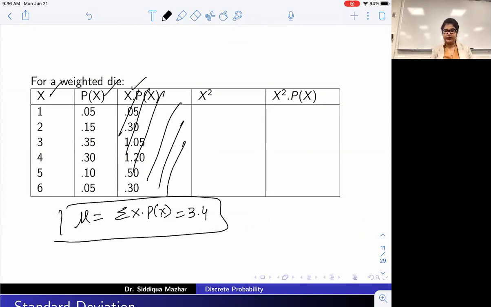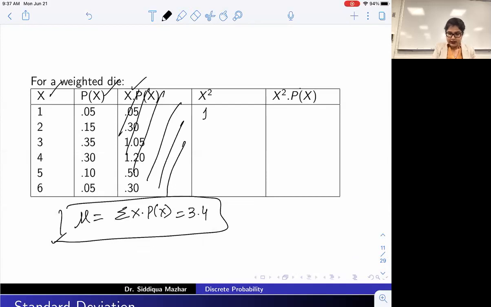The reason I'm asking you to make the line on it is that most students, after finding x square, multiply x square by px instead of x times px. I don't want you to make that mistake. The reason we calculate x times px is to find the mean. So once you find the mean, let's start calculating x square. So what is x square?